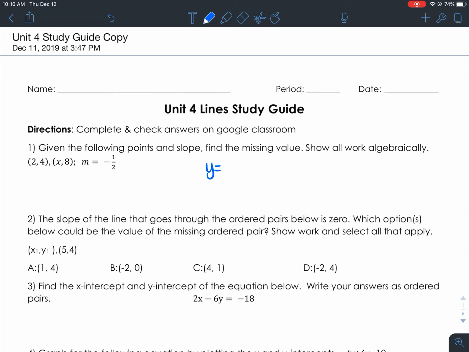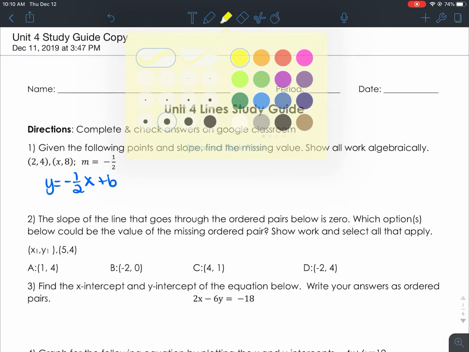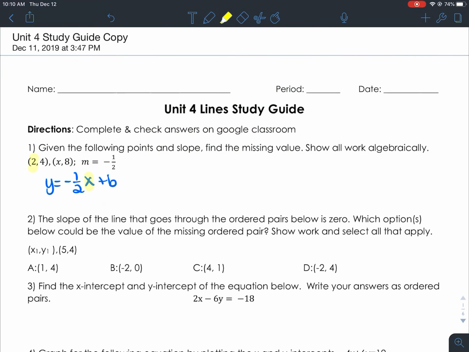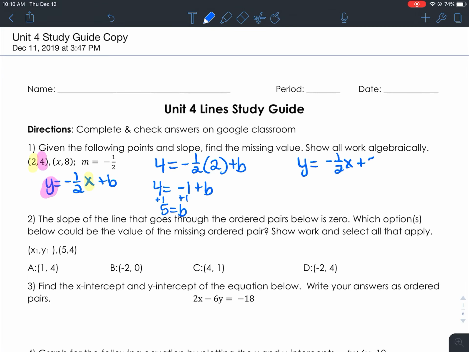So we're going to first plug in the negative 1/2, which is our slope, into y equals negative 1/2 x plus b. Then you can go ahead and substitute in the ordered pair. This goes in for x, this goes in for y, and then we get 4 equals negative 1/2 times 2 plus b, or 4 equals negative 1 plus b. We add 1 to both sides, you get 5 equals b. So your whole equation will be y equals negative 1/2 x plus 5.